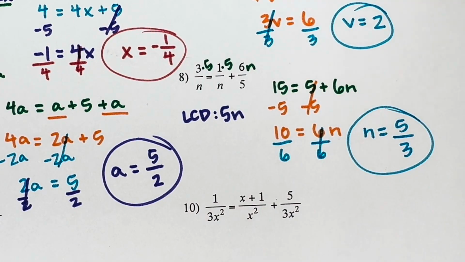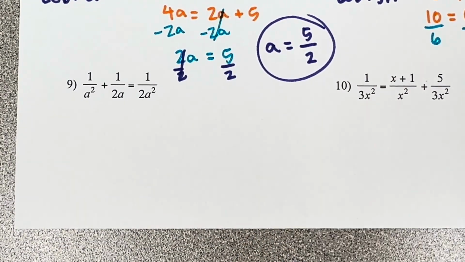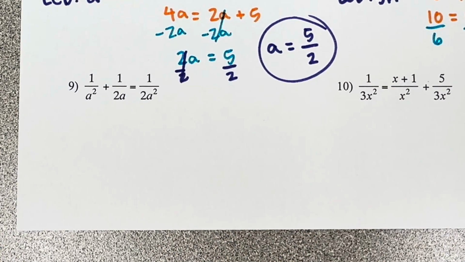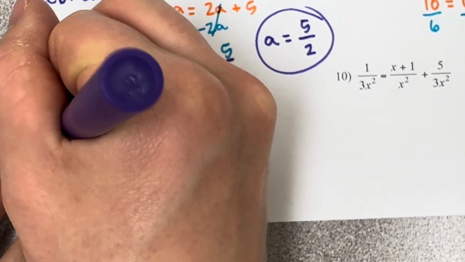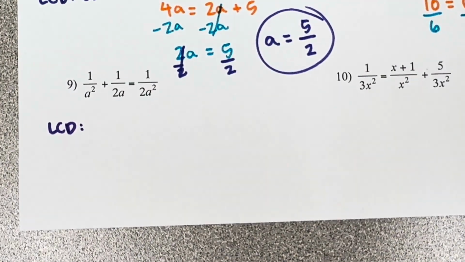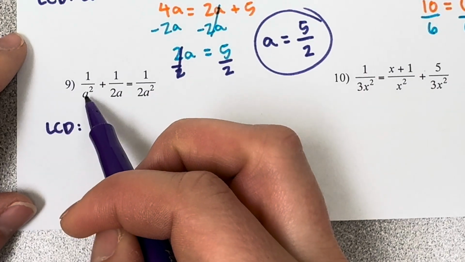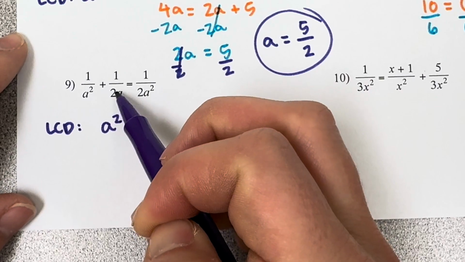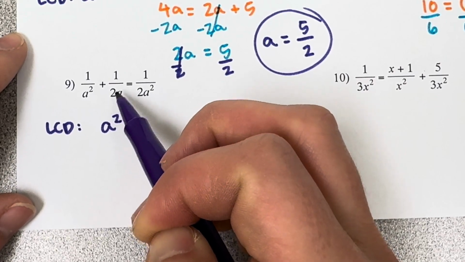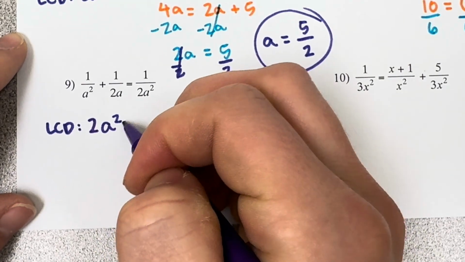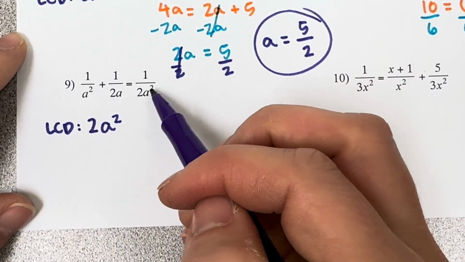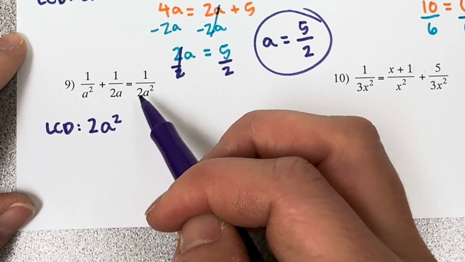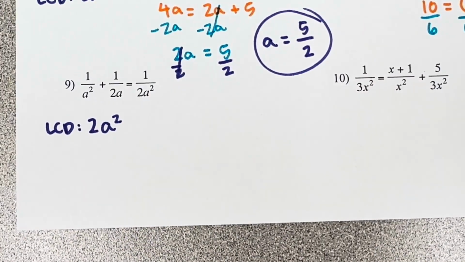Okay, awesome. Let's go to number 9. Last 2 examples. All right, so the very first thing, remember, we need to find our LCD, our common denominator, make them all the same. Okay, so my first fraction has a squared. My second fraction has 2 and then 1 a, so that means I need at least a 2 and at least 2 a's, so 2a squared. My third fraction, oh look at that, it already has all the pieces. It has the 2 and both a's. Beautiful, so there's my LCD.